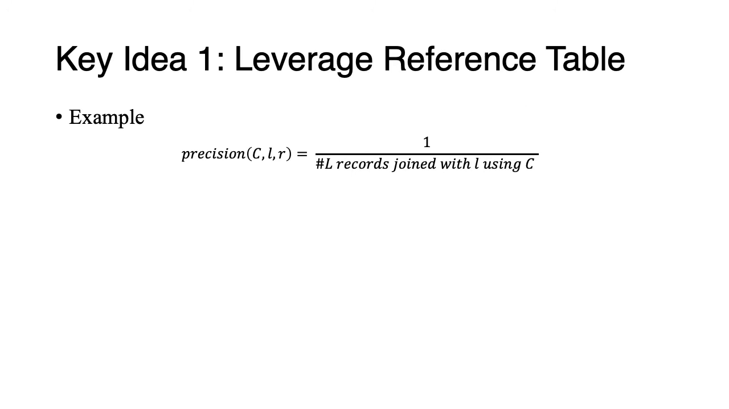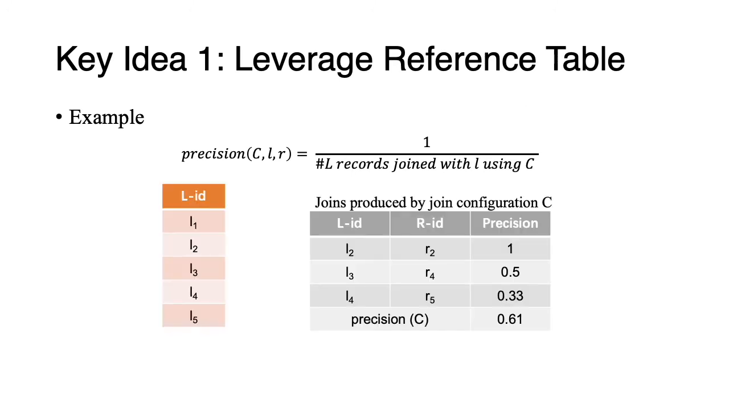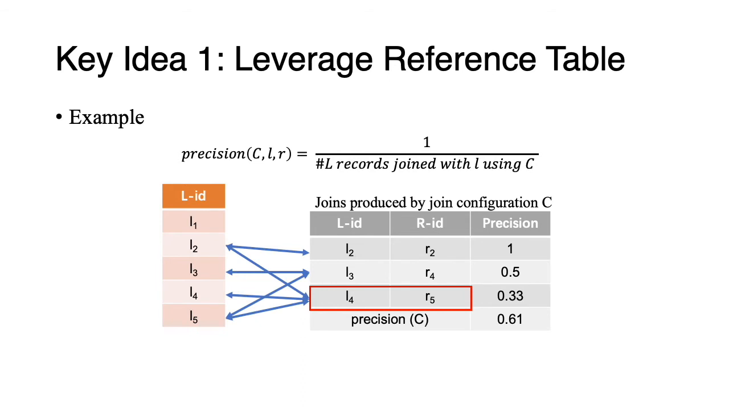Let's see an example to understand how this works. Assume that we have 3 joins produced by a join configuration. To estimate the precision of the join L2 R2, we use the join configuration to join L2 with all the records in the left table. We find that there is only one record in the left table that can be joined with L2, so the precision of this join is 1. Similarly, for the join L3 R4, we find that there are 2 records in the left table that can be joined with L3, so the precision is 1 over 2. For the join L4 R5, there are 3 records in the left table that can be joined with L4, so its precision is 1 over 3.